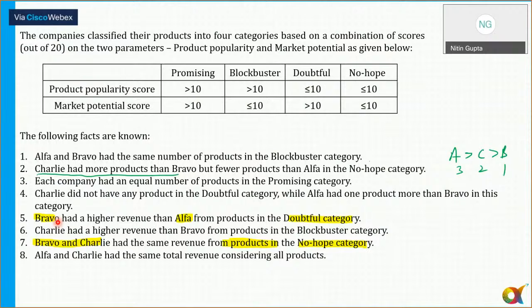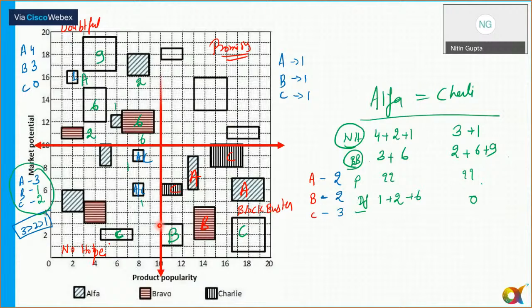The fifth statement says Bravo had a higher revenue than Alpha from products in the doubtful category. So in the doubtful category, Bravo is more than Alpha. Let me write it down again.